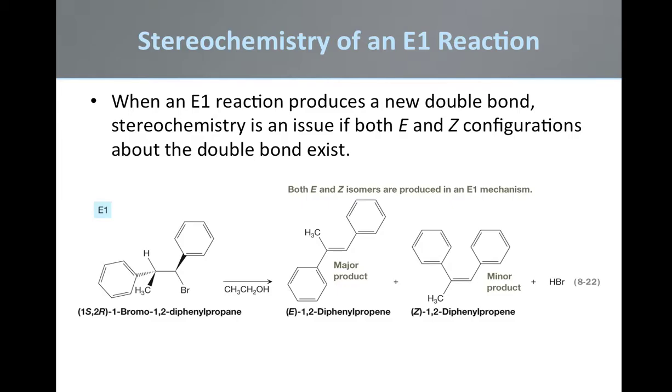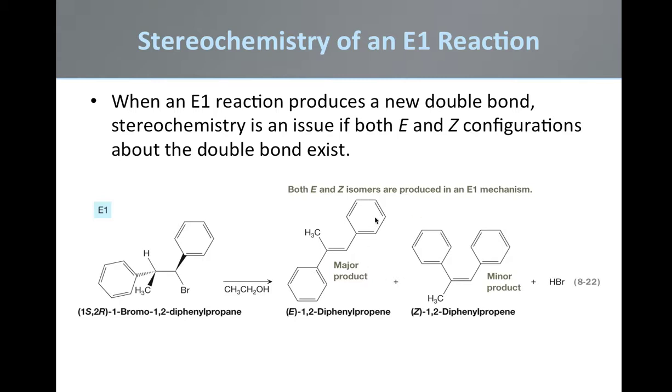So let's take a few moments to discuss the stereochemistry of an E1 reaction. As we view this particular PowerPoint slide, we see that we are subjecting an elimination substrate, an alkyl halide, with a weak base, which is a hallmark of an E1 elimination. Notice both the cis and trans alkenes are formed. The trans is the major product because it's a lower energy alkene.